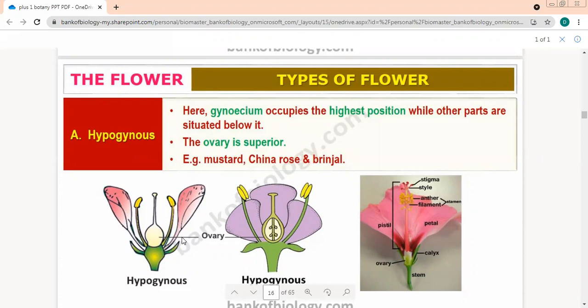Okay. Now come to the petals, beta. This is your petal, it originates from here. The sepals originate from here. Meaning the highest position, the topmost, is what? Ovary. Ovary. Yes. Such ovaries are called superior ovaries. What do we call these ovaries as? Superior ovary. Superior. You can simply see this in China rose and mustard flower.